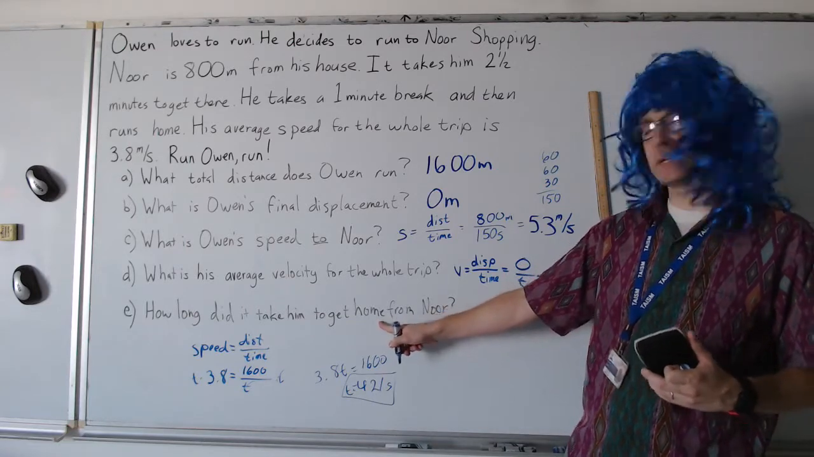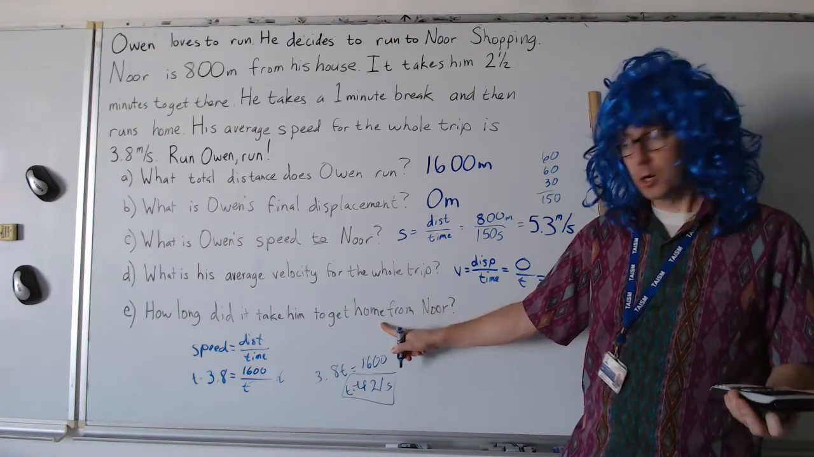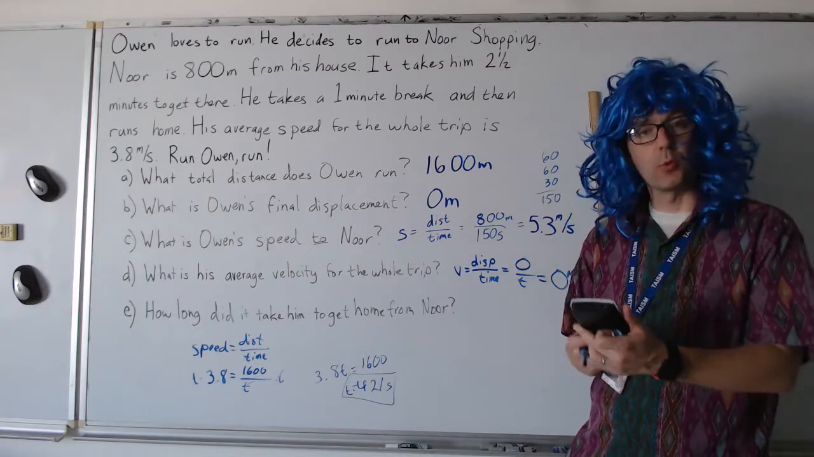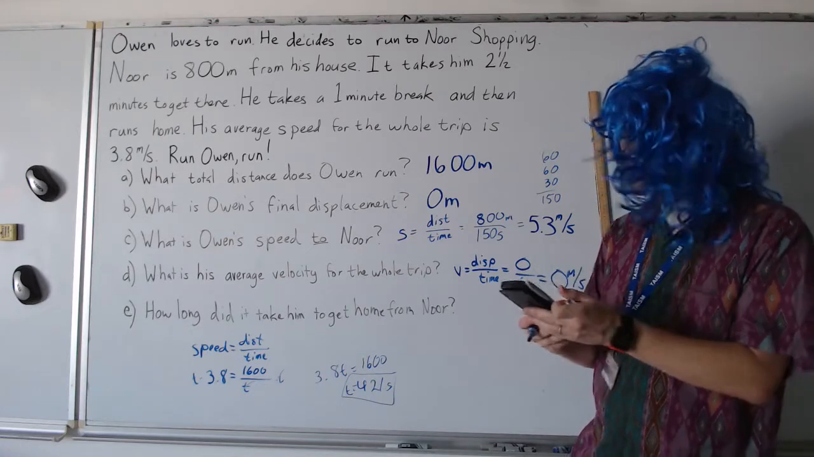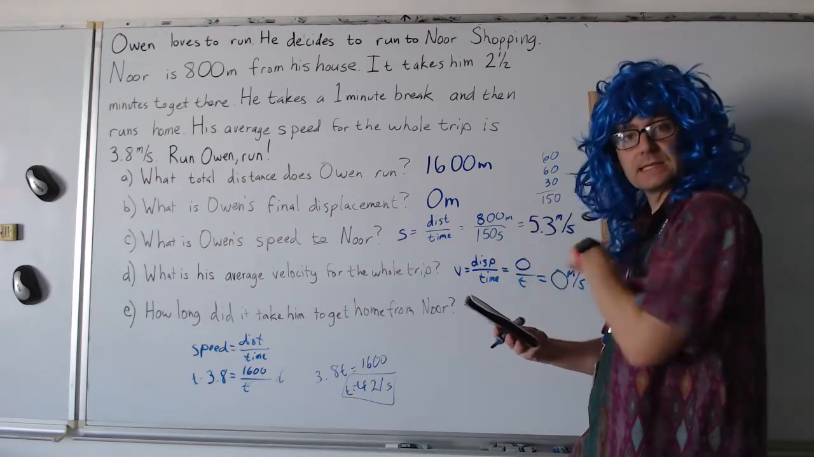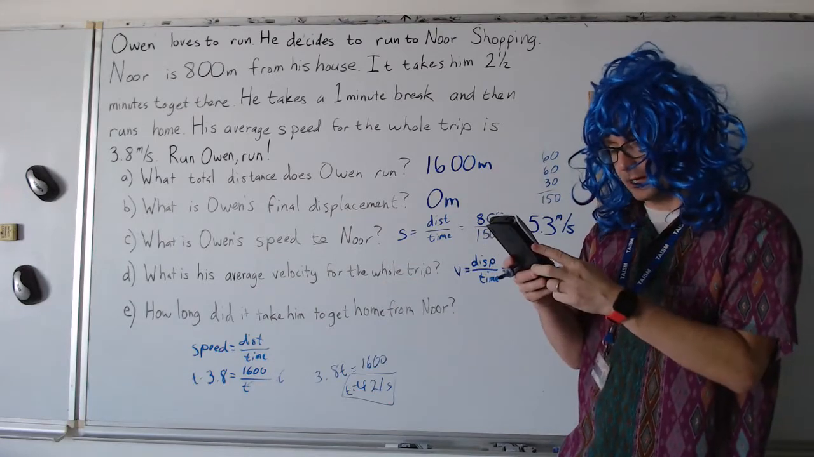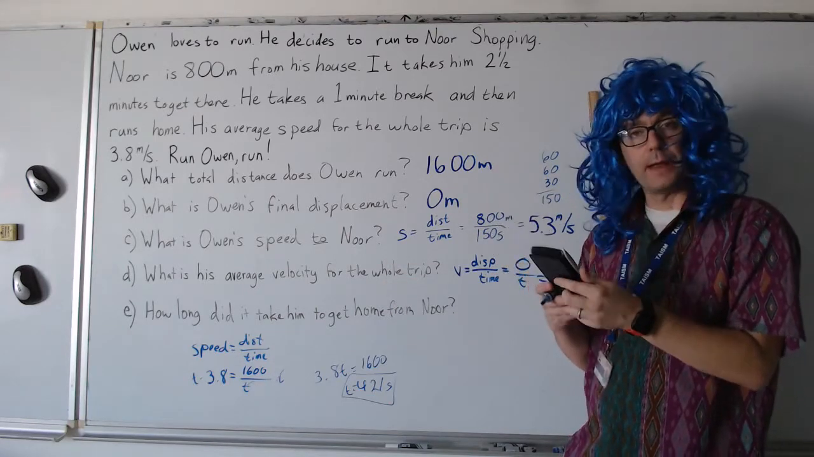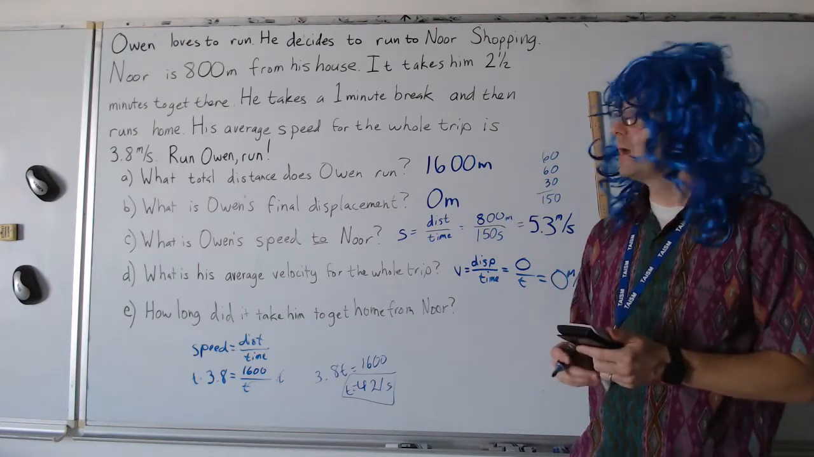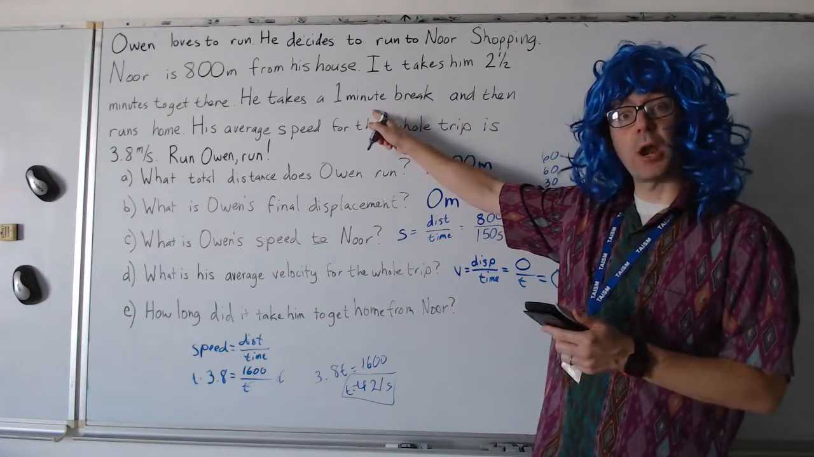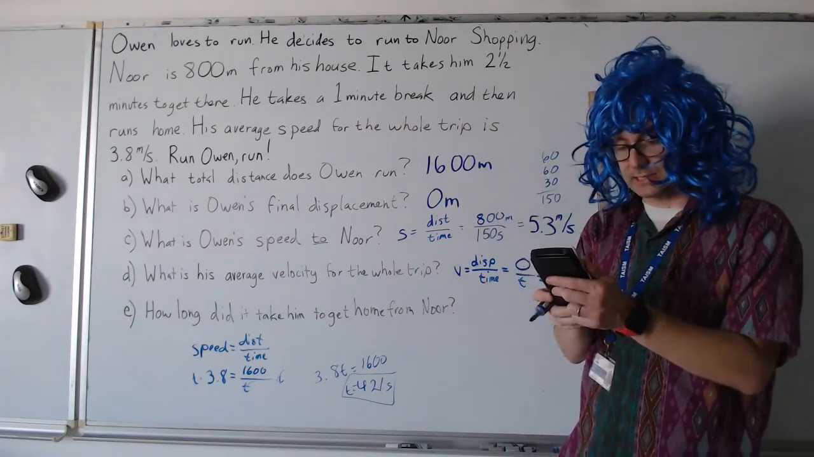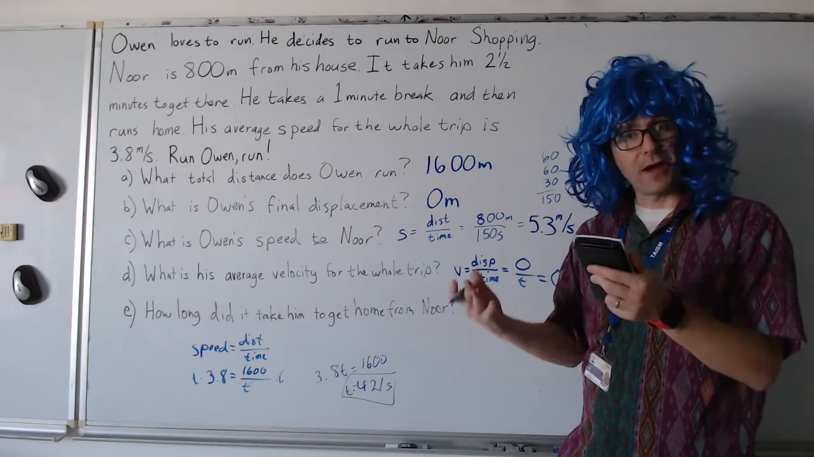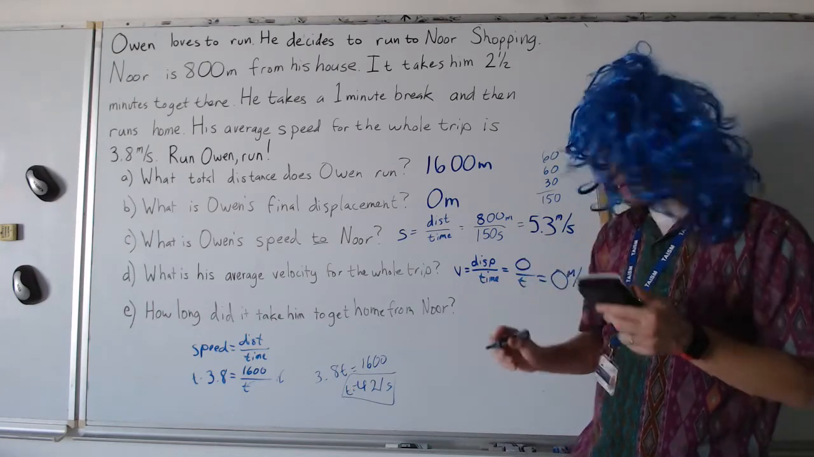The question is, how long did it take him to get home from NOR? Well, this is the total time. That's 421. So I need to subtract off the 150 seconds that it took him to get to NOR. So I'm going to go minus 150. All right, that'll give me 271. And then I need to take off the 1 minute break as well. So that's minus another 60 seconds. And so my final answer is 211 seconds.